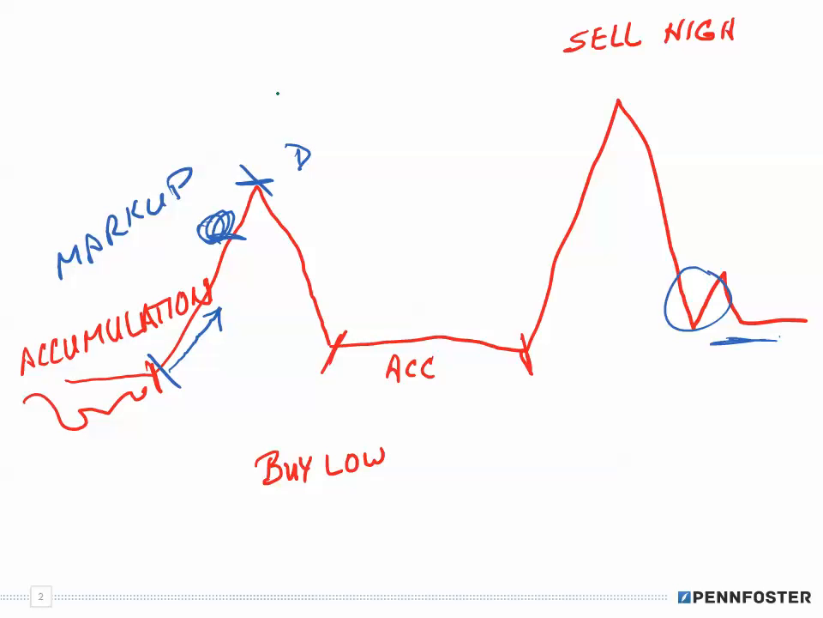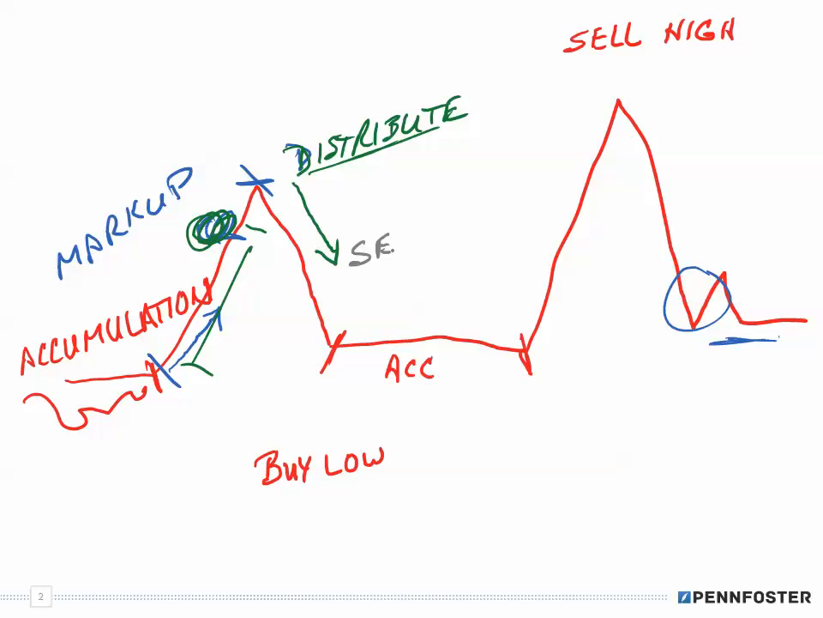Let me change the color here. Distribute the stock. In other words, they start selling off their shares to take the profit they made between here and here, and they're selling it to the general public. As they sell, the supply gets dumped on the market, and the price begins to go down. That's called the sell-off.